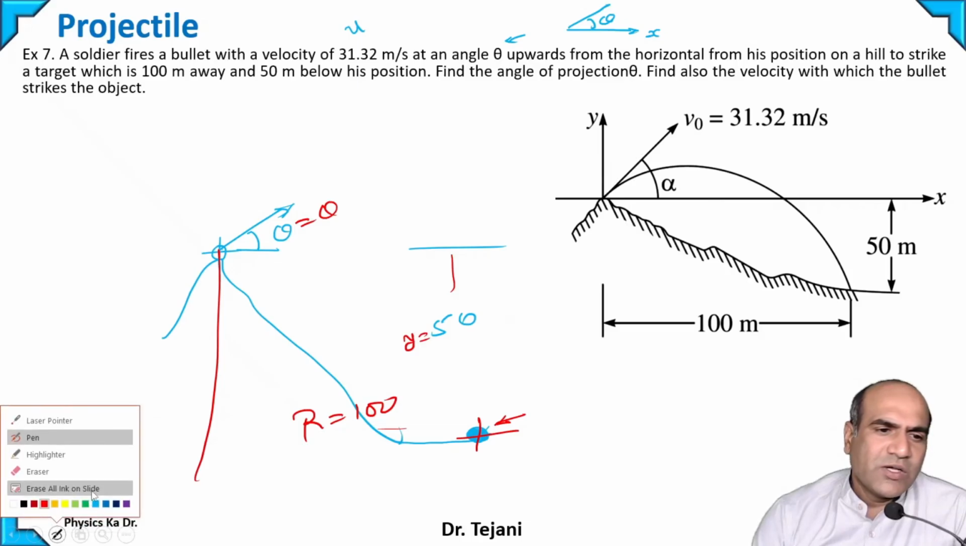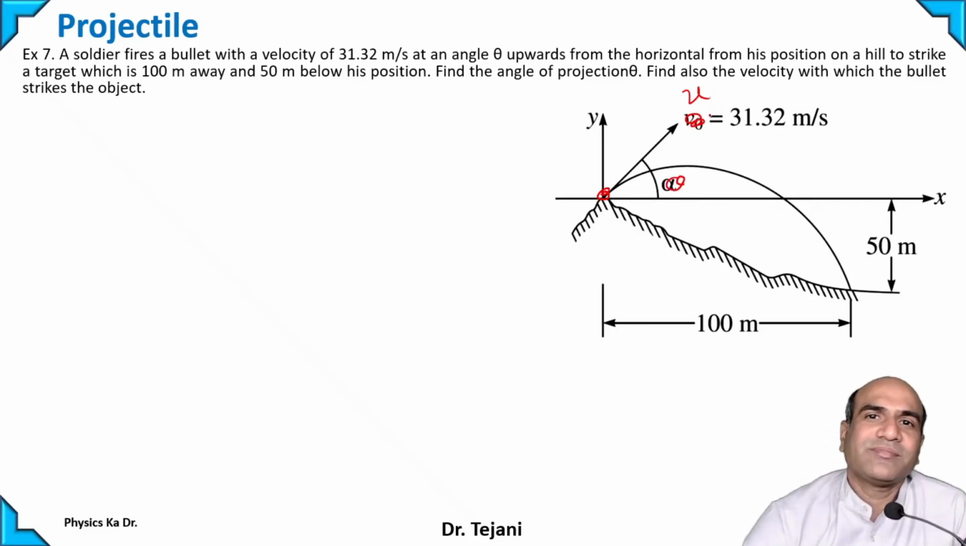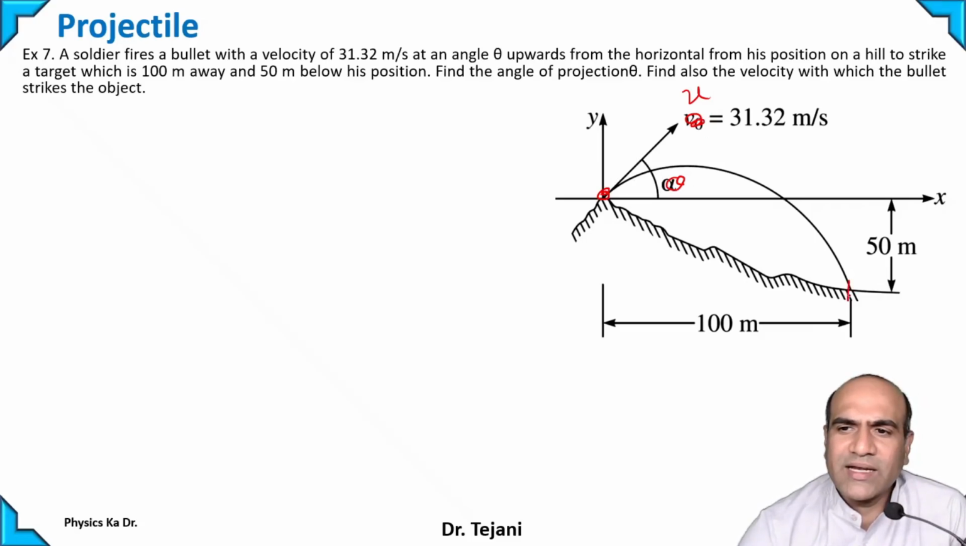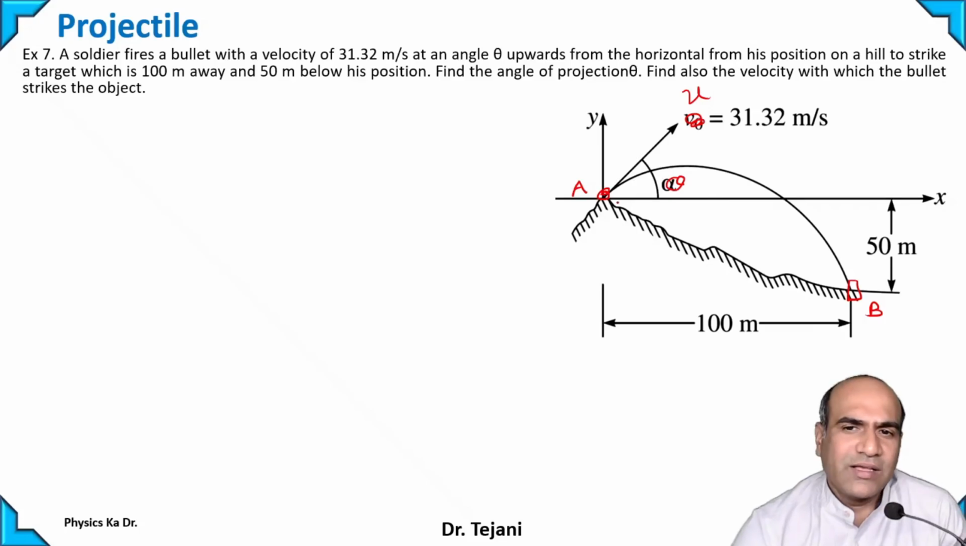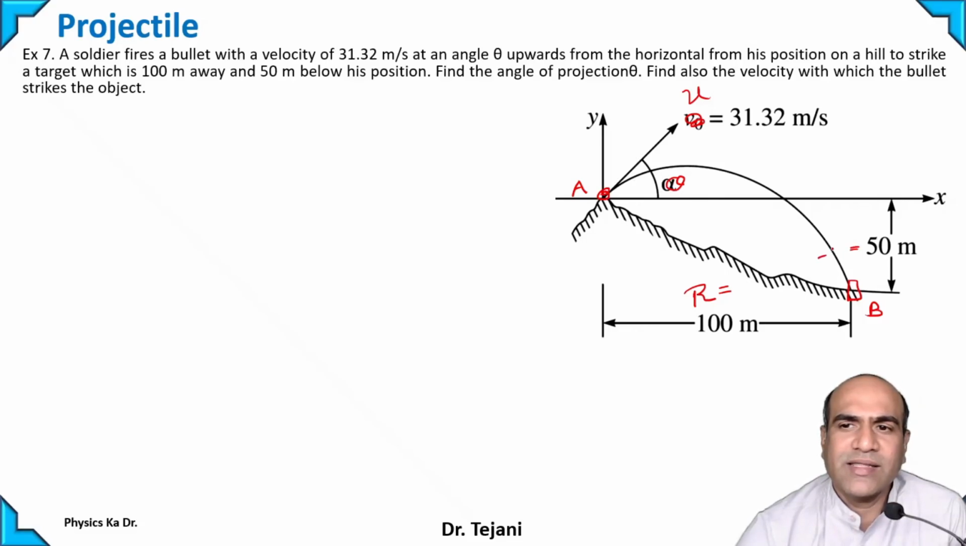Again, the soldier is here on some hill and it makes an angle theta, and the initial velocity is u. There is a target. Let's call this point B, and the soldier is at point A. The soldier wants to target point B, which is 100 meters away. So we can call this R, and this is the height, a negative height.